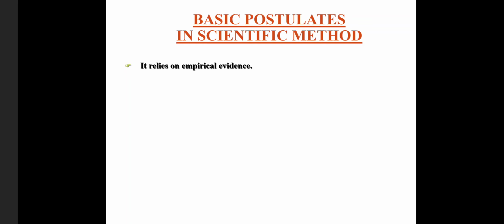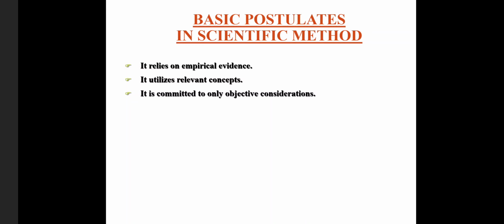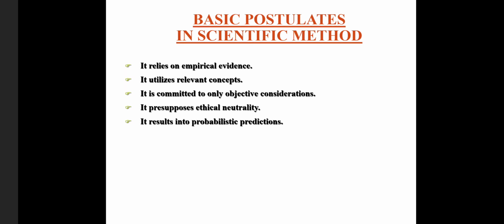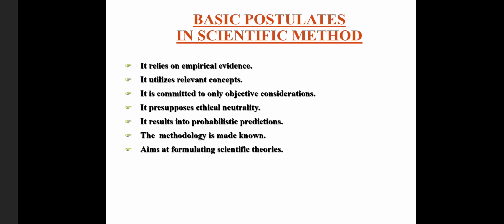So, the scientific way relies on empirical evidence. It uses relevant concepts, for sure. It is committed to only objective considerations, and of course, it presupposes ethical neutrality, objectivity, no emotions here, no personal interest. It results into probabilistic predictions. The methodology is made known, of course, and aims at formulating scientific theories. Mainly, this is the type of what we name as fundamental research.